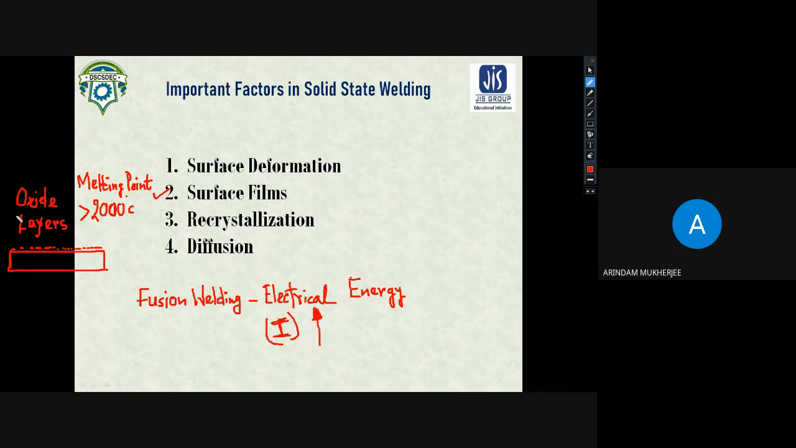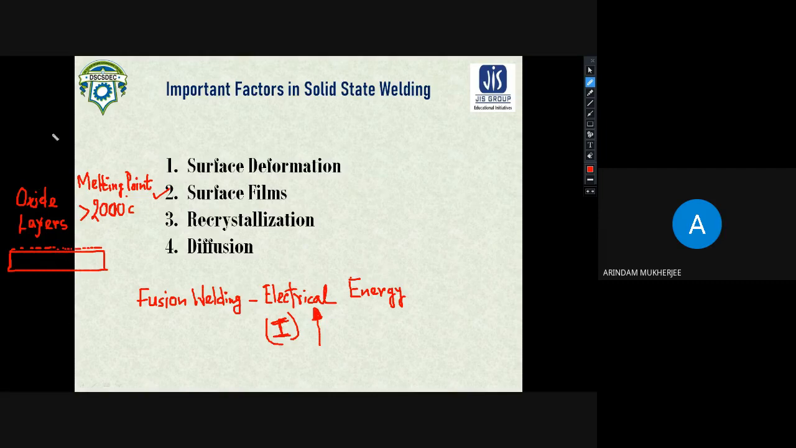Now what happens in the case of solid state welding? This cannot be done. In solid state welding, there is no provision of heating. So there are some ways out which are adopted, like in the case of cold welding. In cold welding, there is a general method of scratching or brushing the surface so that these oxide layers can be removed.